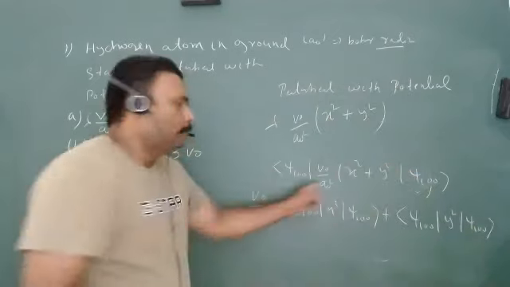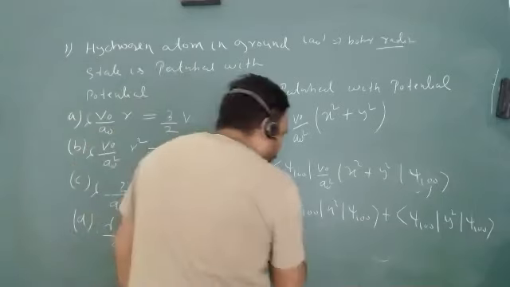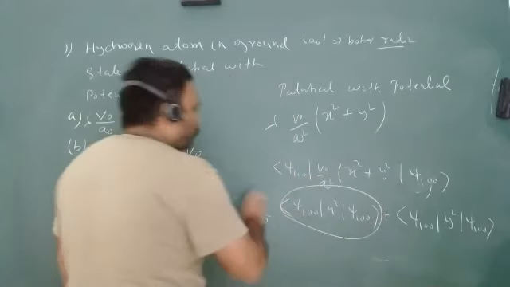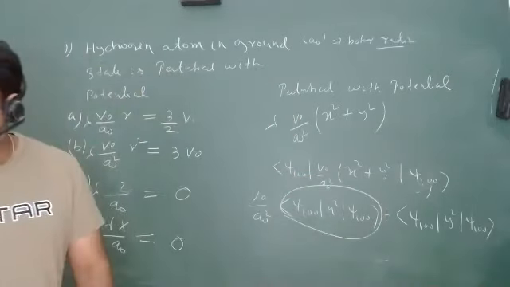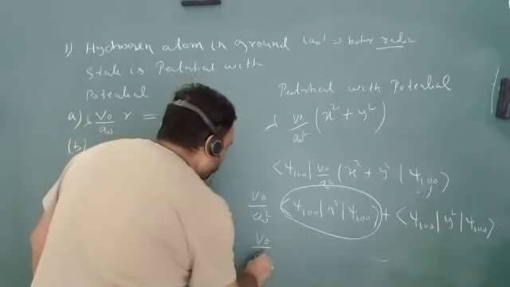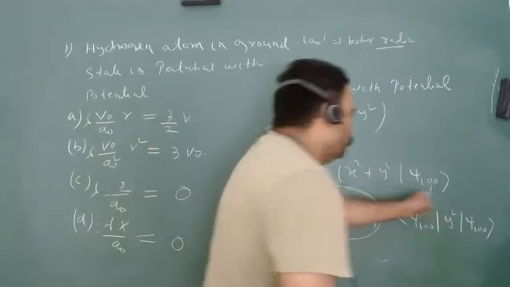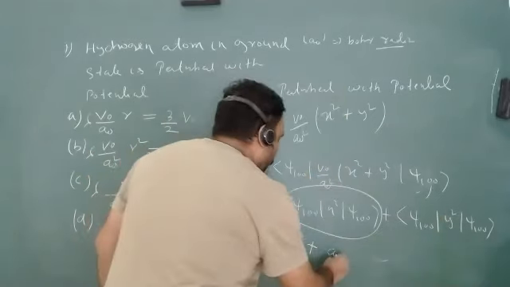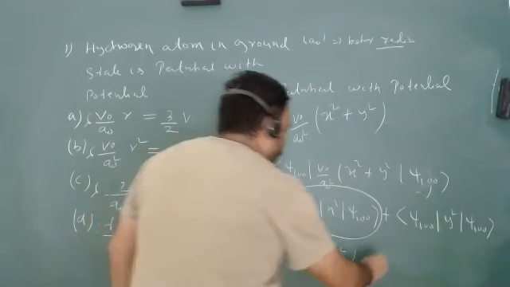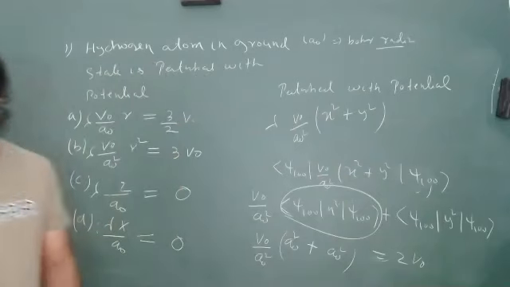What will be this value? We have calculated earlier. This value is a naught square, not 2a naught square. So this value is V naught upon a naught square times a naught square. This value is also a naught square. So the total is equal to 2V naught. That's it.